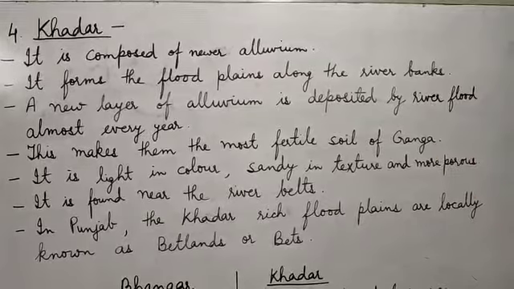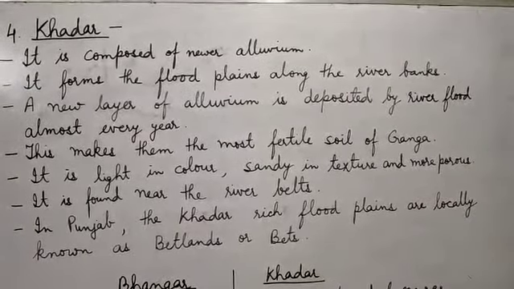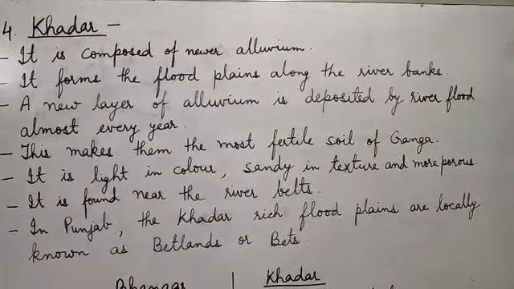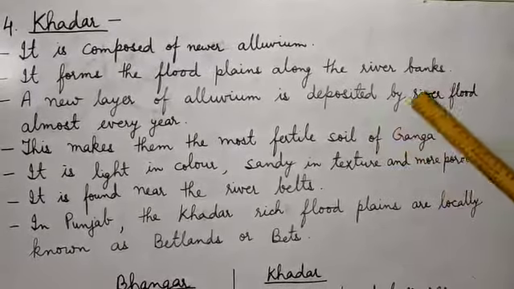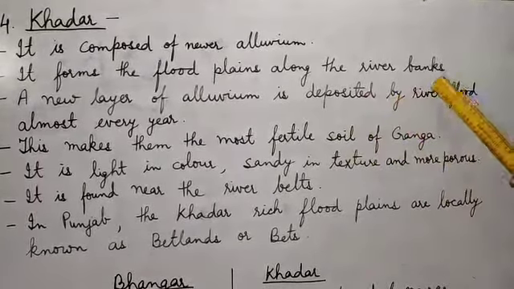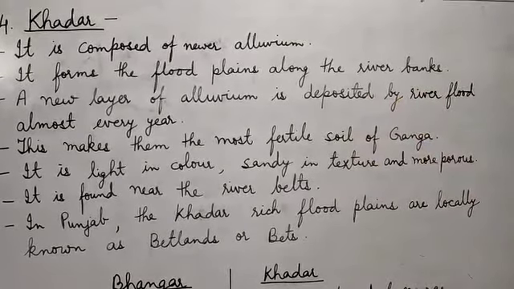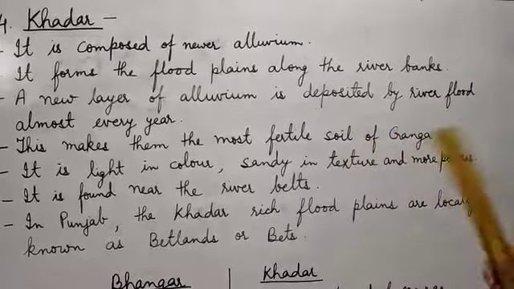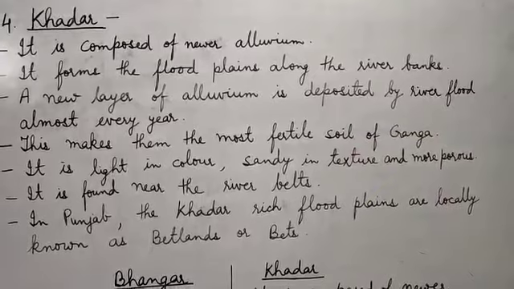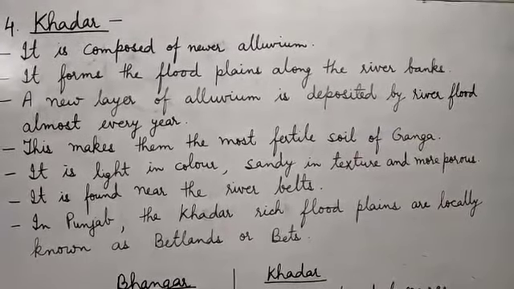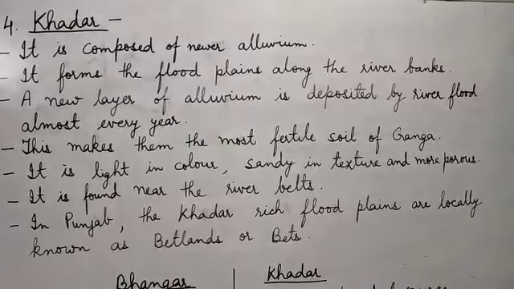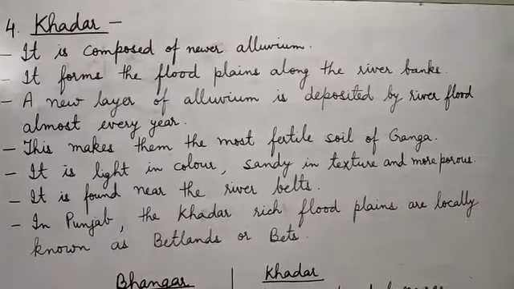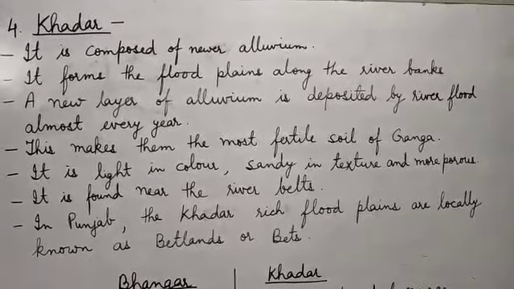So the last belt is the Khadar belt. Now Khadar is composed of newer alluvium, and it forms the floodplains along the river banks. A new layer of alluvium is deposited by river flood almost every year. So the river causes flood and they come with the finest particles, deposit these particles, and therefore this Khadar soil is quite fertile, quite rich. So Khadar soil is enriched almost every year.